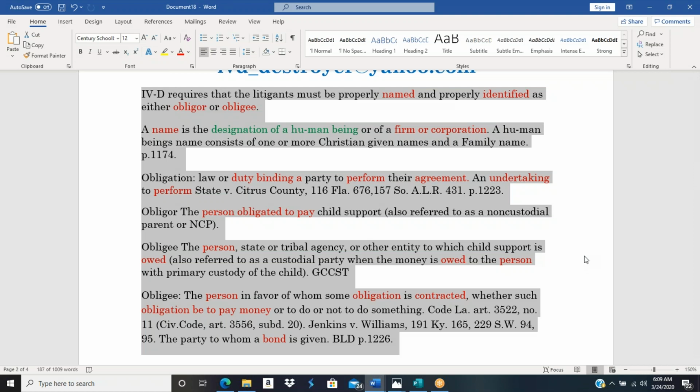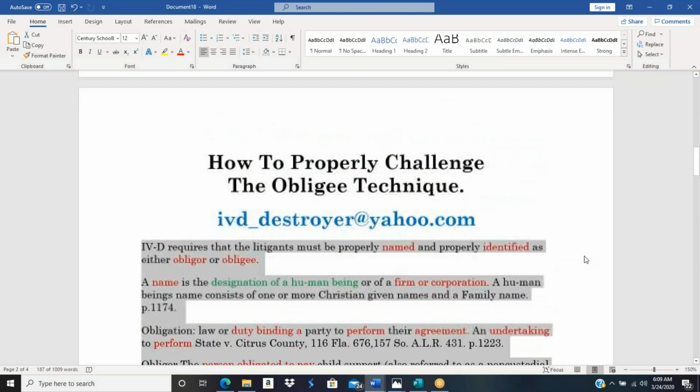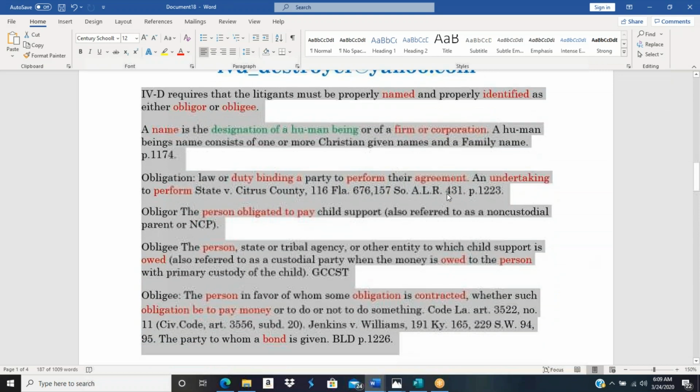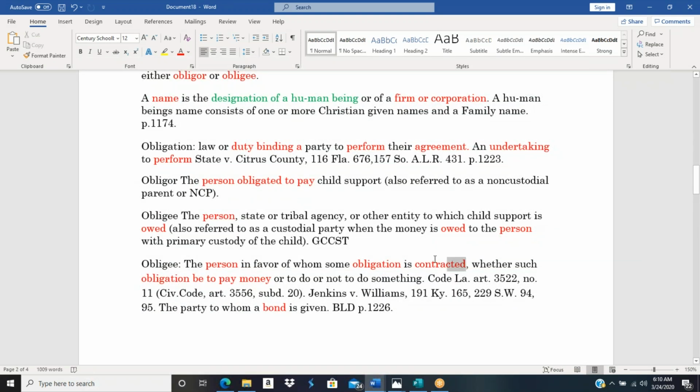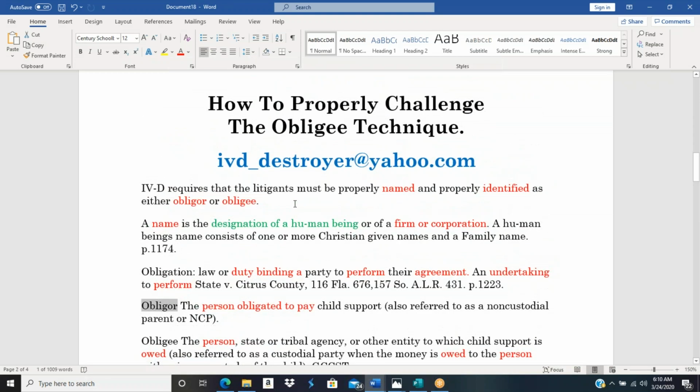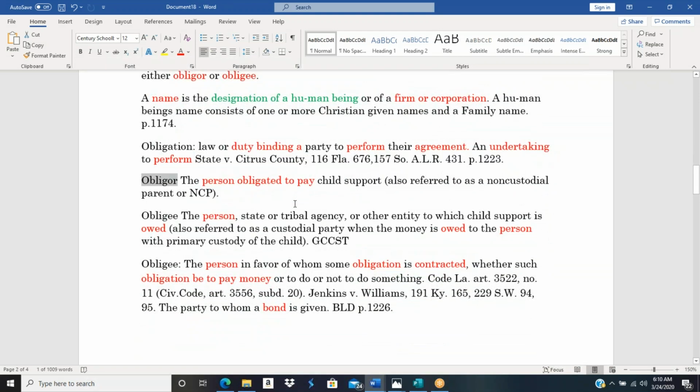So this is how you effectuate the challenge, the obligee technique. You demand the contract. If they cannot produce a contract, then guess what? That means there is no debt. If there is no debt, there's no obligation. But mainly what you need to know is the words obligee and obligor come from obligation. Real trick, words of art, fellas. I'm consistently teaching you words of art. So challenge the obligee, demand a copy of the contract.